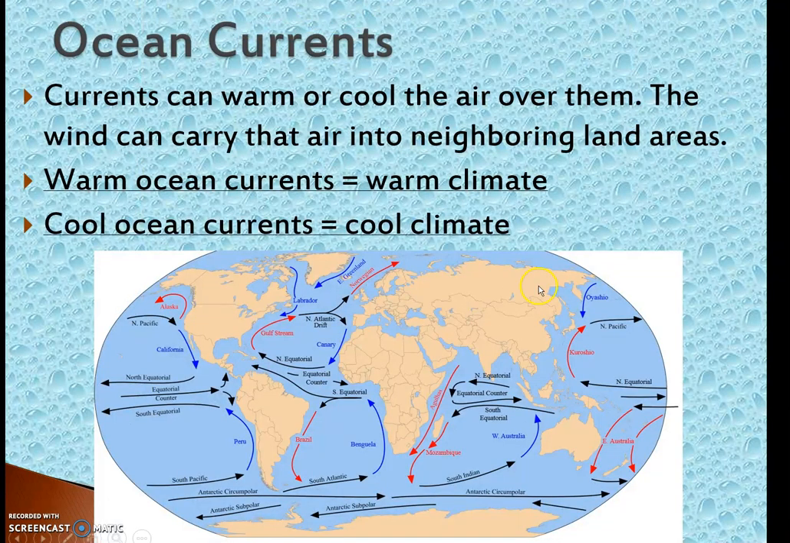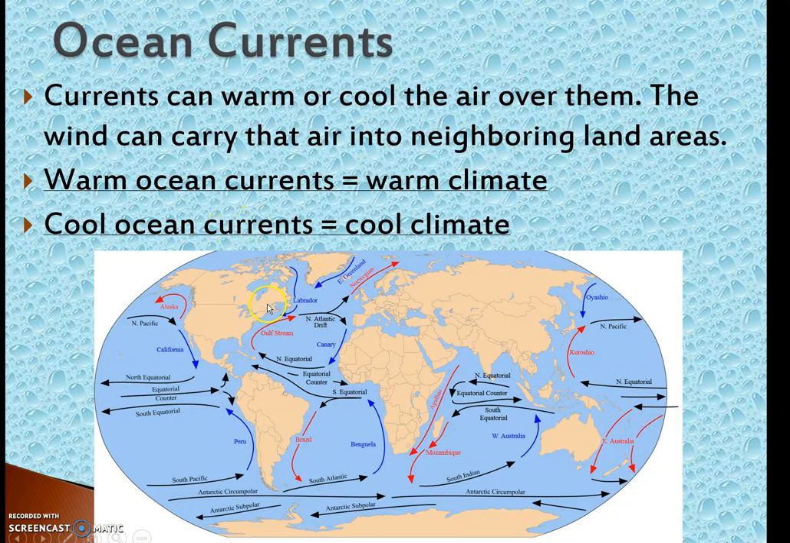Next, we have ocean currents. Currents can warm or cool the air over them. The wind can carry that air into neighboring land areas. So the warm arrows are showing warm ocean currents and creating a warm climate. The blue arrows are showing a cool ocean current, creating a cool climate.